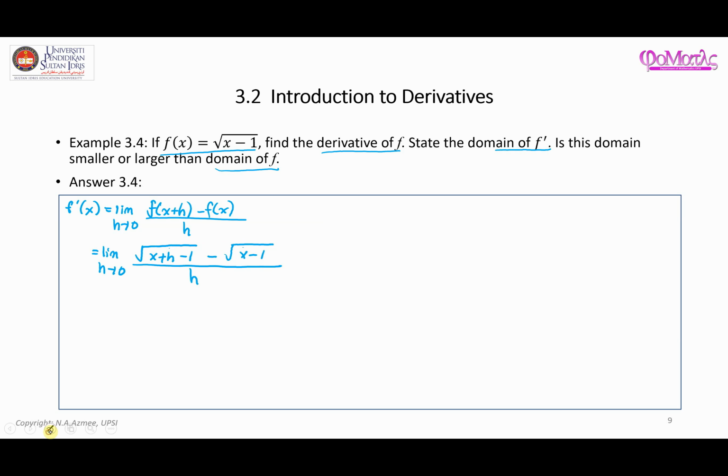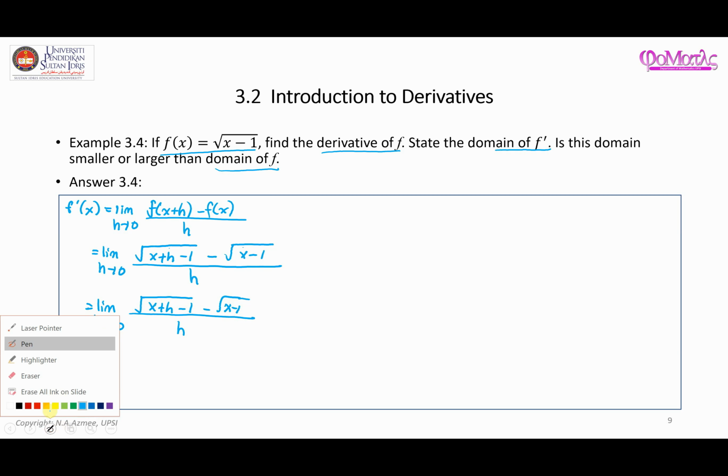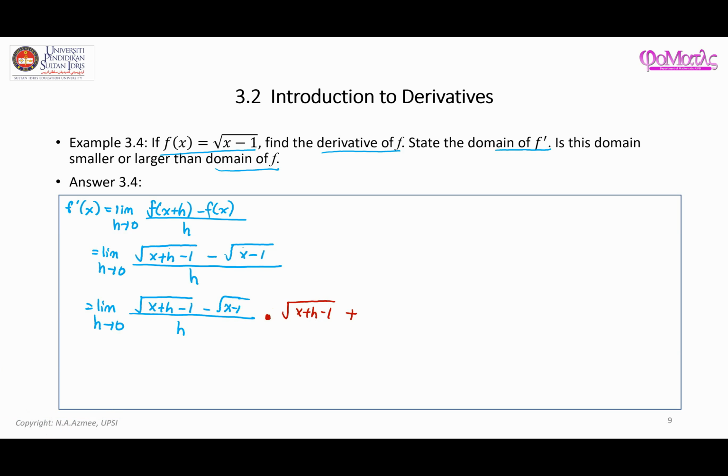How to manipulate the situation is by introducing a new term that doesn't change the original expression. So this is the original expression. And I'm going to introduce now a term that doesn't change this expression. If you look at this term, it's going to be the same term here, the square root of x plus h minus 1. So the sign here is going to be switched to positive. You will see later on why I switched that to positive.